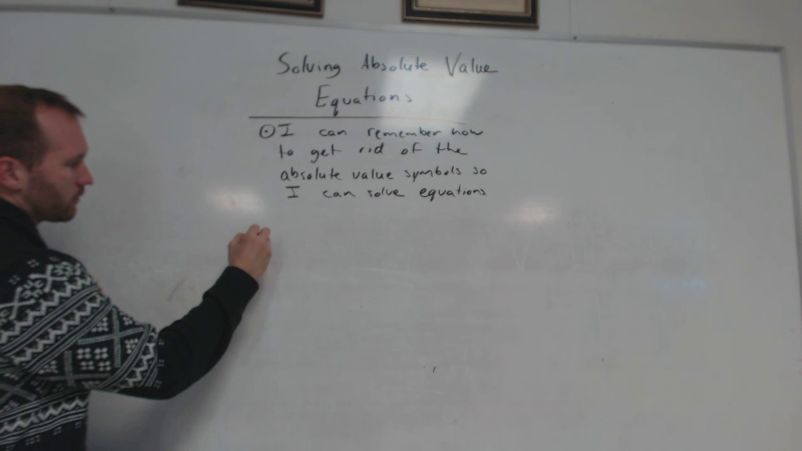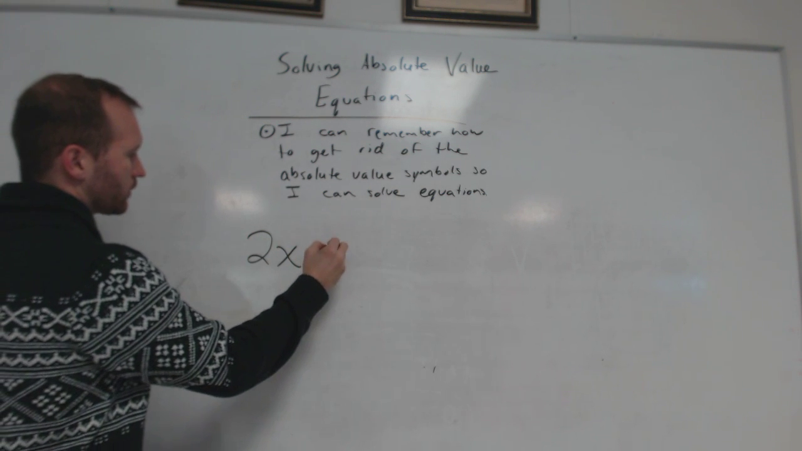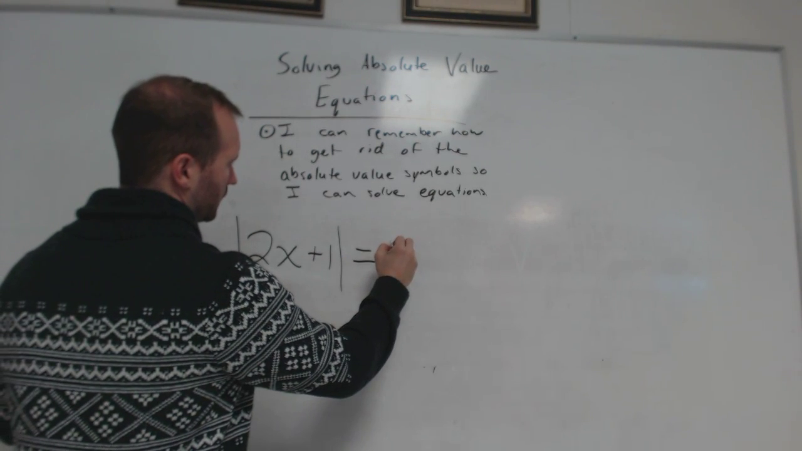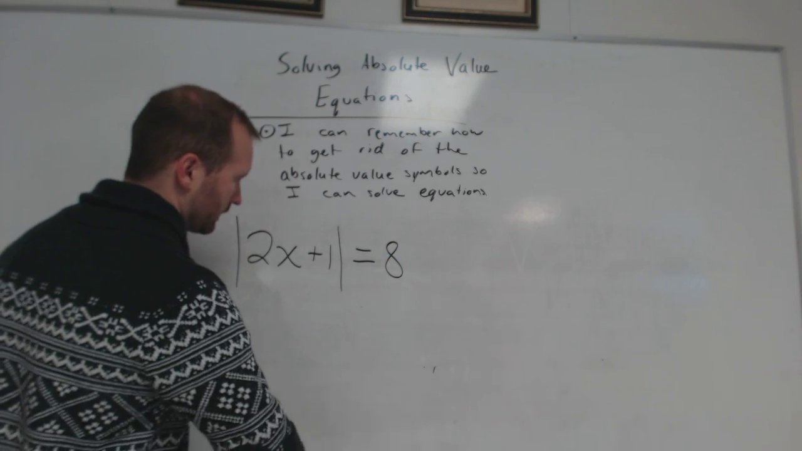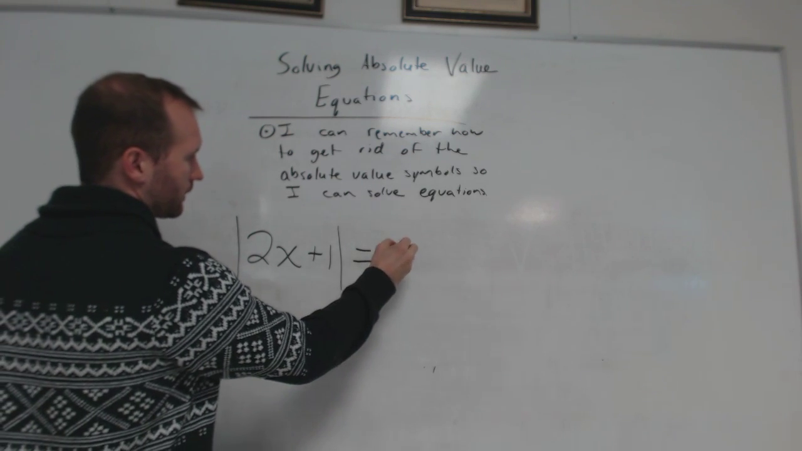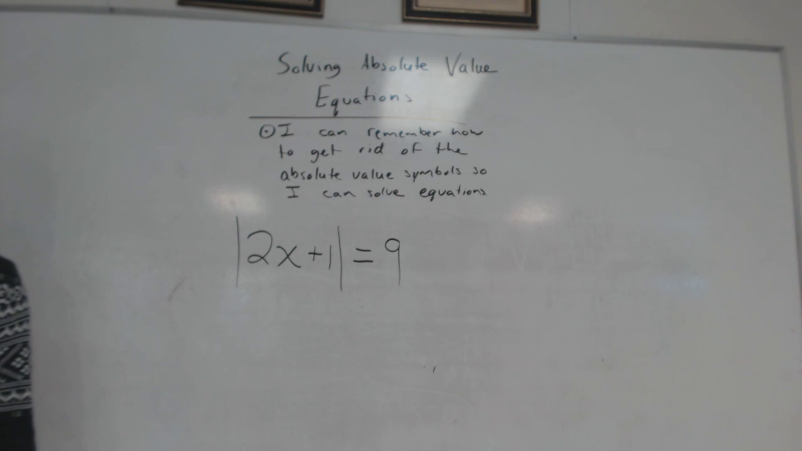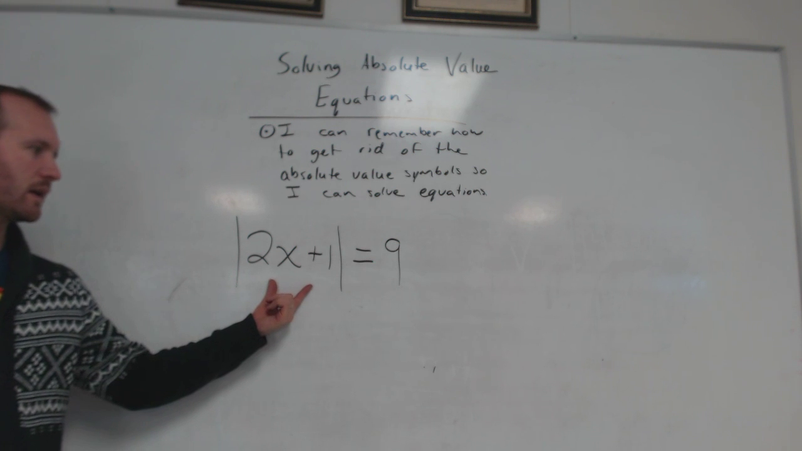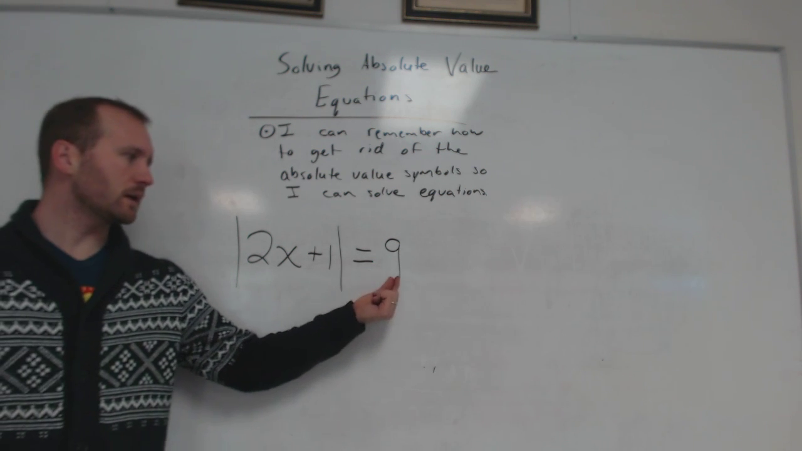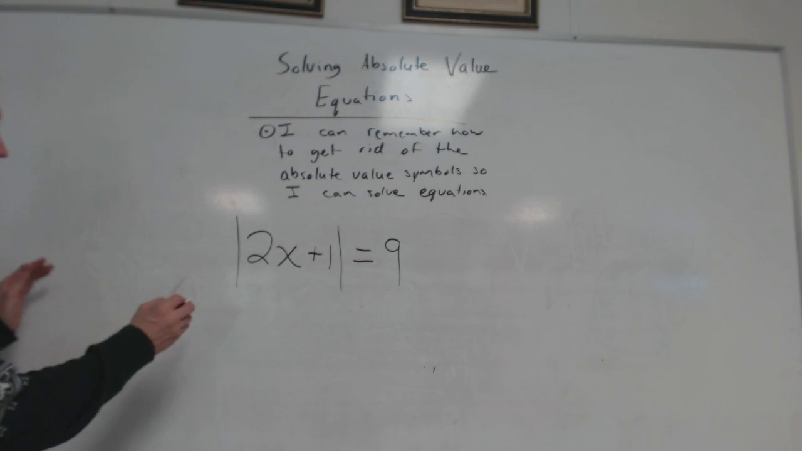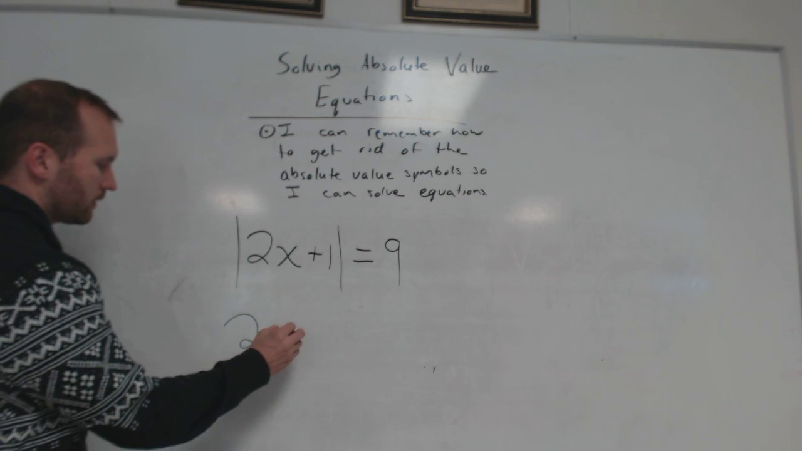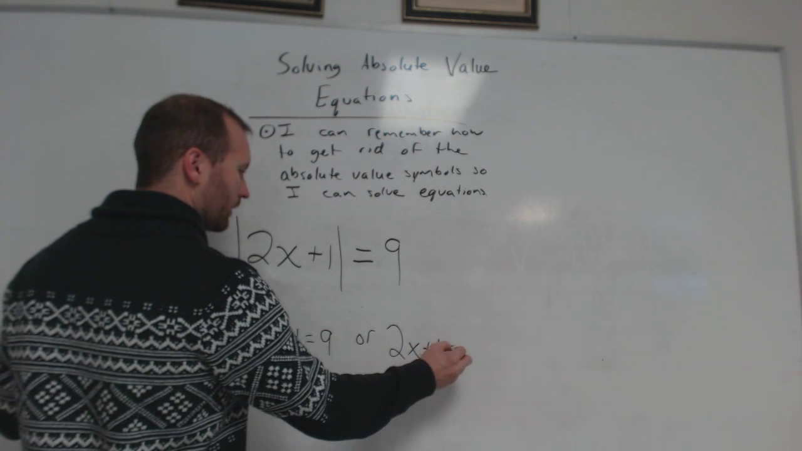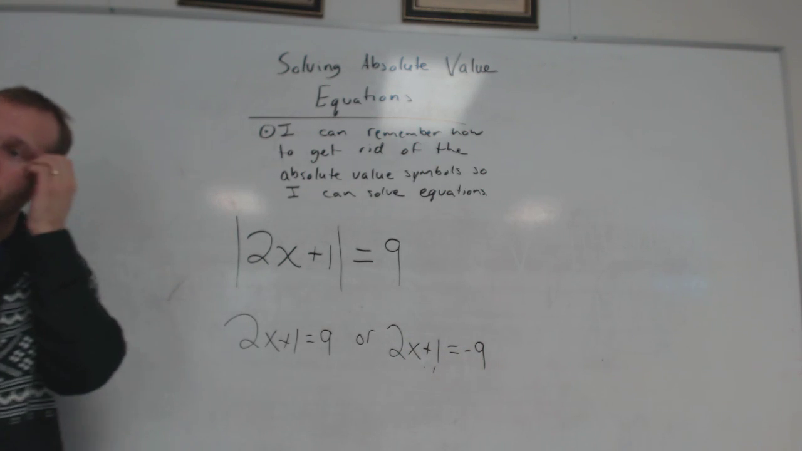Let's take a look at another problem. 2x plus 1 inside the absolute value equals, oh wait, sorry, that's not what I wanted to write. I almost wrote 7 again, and I said too many 7s. So I have something inside an absolute value equaling 9. To solve that, I take what's inside my absolute value, I make it equal 9, or that same thing could be negative 9.